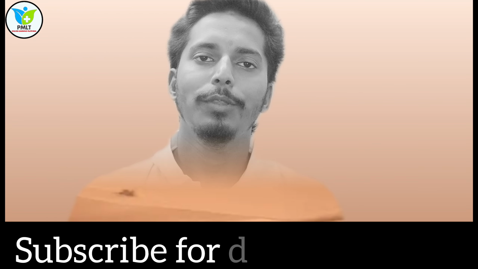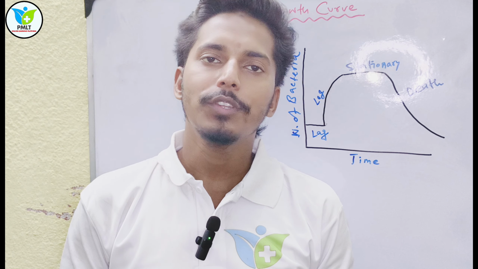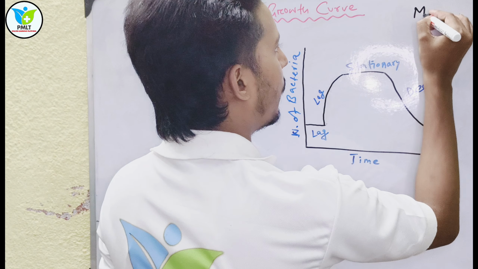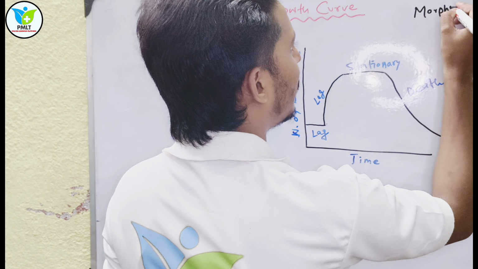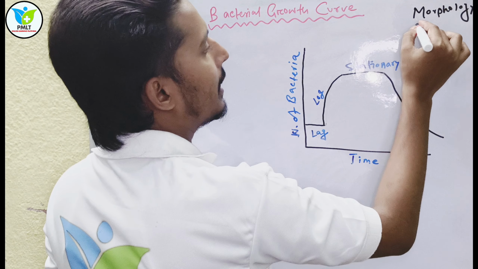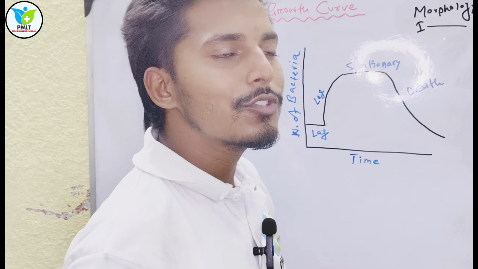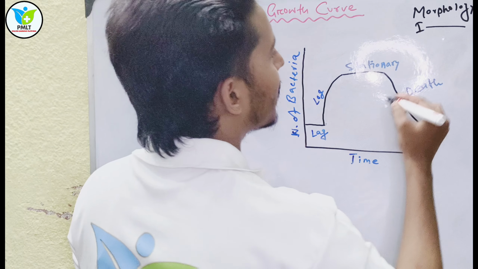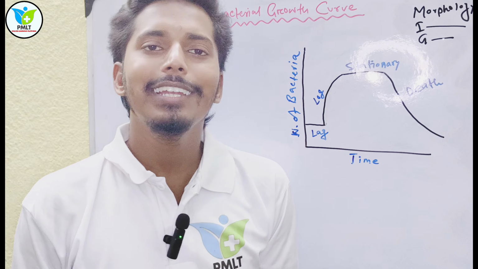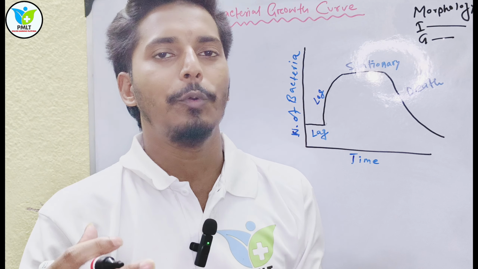Today we will discuss the bacterial growth curve. In the previous classes, we have understood the morphology of bacteria, how they all look, and after that we have understood the introduction of bacteriology properly. And today is the third class of microbiology. We are going to understand the growth curve, G for growth curve. It is important to understand how bacteria grow.